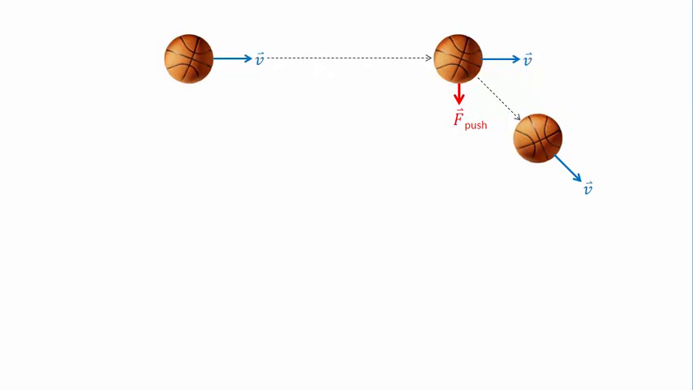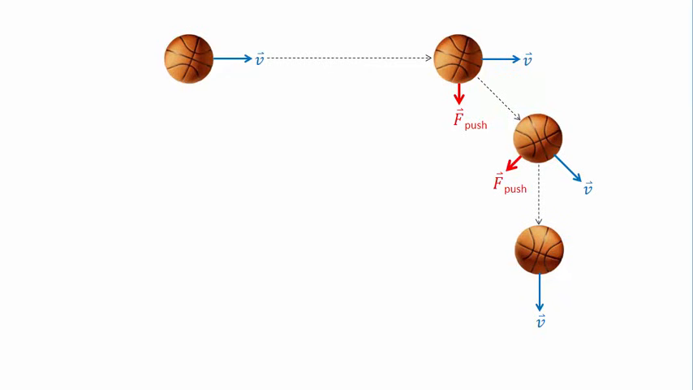Now we'll push momentarily on the ball again with a force that's perpendicular to the ball's velocity. Once again, the ball's direction will change like this, but since the force was applied perpendicular to the ball's velocity, the ball won't change speed, and so a moment later it will be here and still going at speed v.